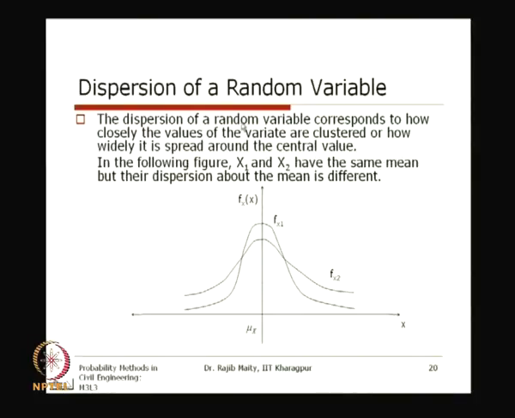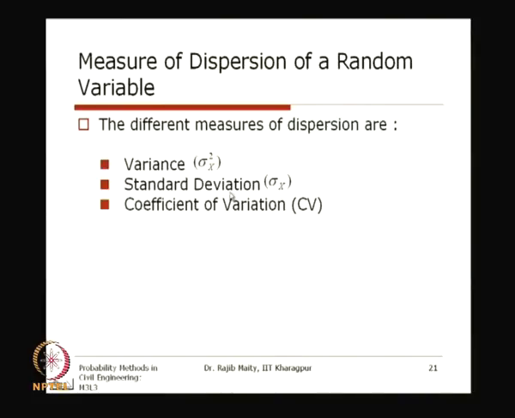The dispersion of a random variable corresponds to how closely the values of the variate are clustered, or how widely they are spread around the central value. In the following figure, x1 and x2 have the same mean, but their dispersion about the mean is different. Obviously, f(x1) is less dispersed compared to f(x2). Now, how do we measure this dispersion? Generally we use three different measures.